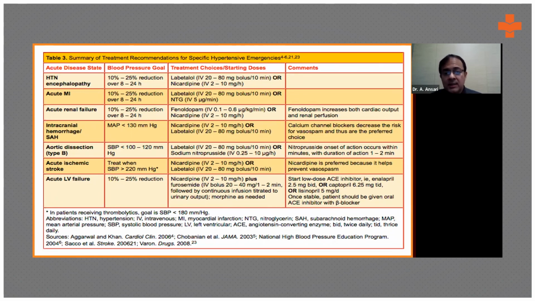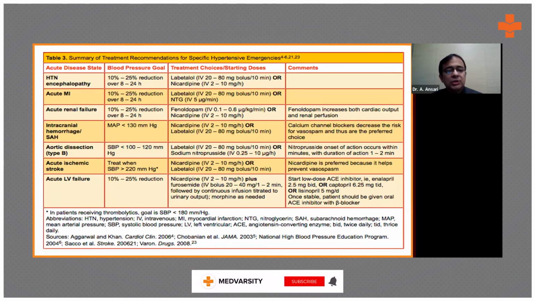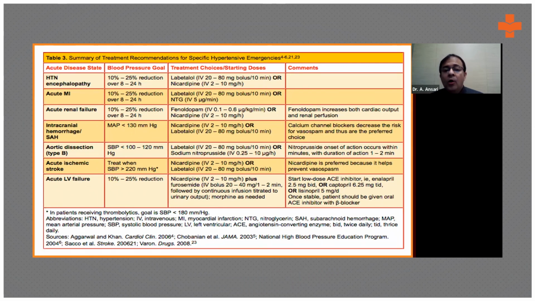Aortic dissection is an emergency where both the heart rate and the blood pressure need to be decreased, so labetalol is still the best drug of choice. For acute ischemic stroke, you can have nicardipine or labetalol. For acute LV failure, nicardipine. Furosemide, a diuretic, can be given, and along with it some ACE inhibitors can also be added.